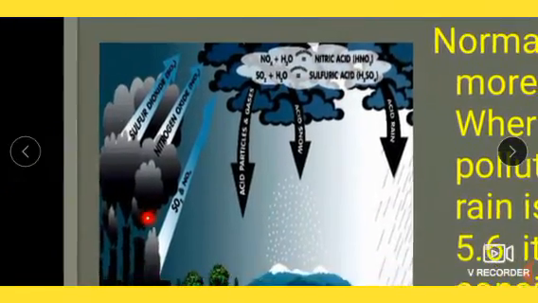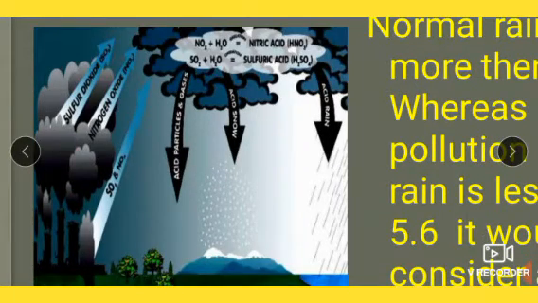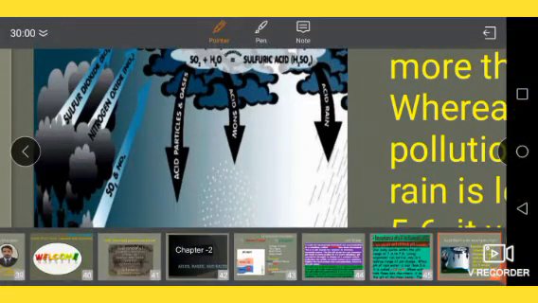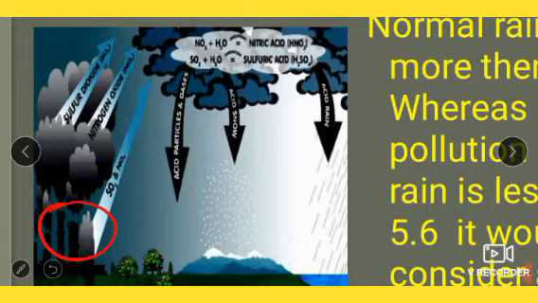Because of industries, you can see the industry smoke here. Due to this industry smoke, one of the gases, sulfur dioxide and nitrogen dioxide, which are the oxides of sulfur and nitrogen, move up and mix with the cloud, where the cloud is water vapor, H2O.